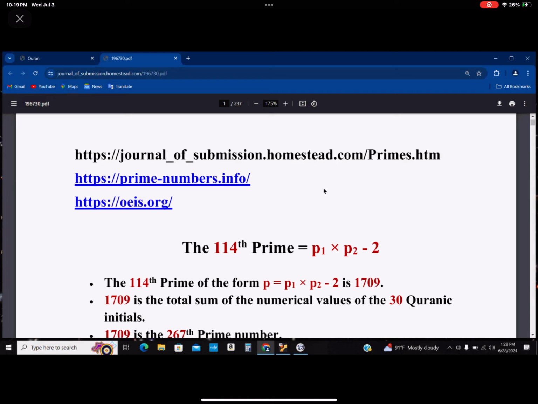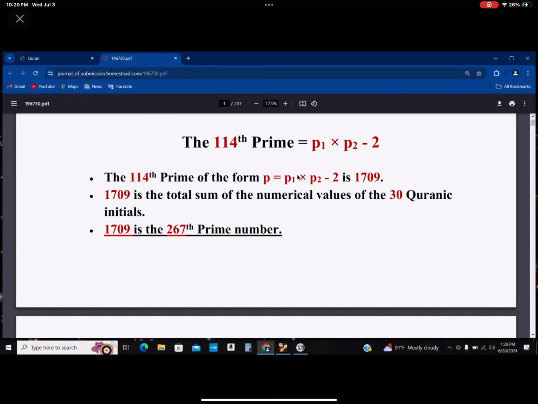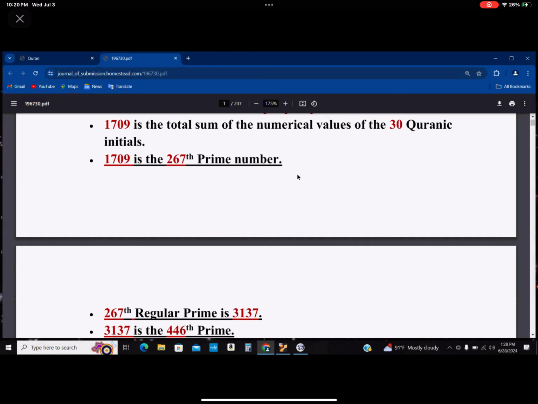1709 happens to be the total sum of the numerical values of the 30 Quranic initials. Again, I want to stress this. There are 29 initial surahs, but there are 30 individual sets of initials, because chapter 42 has 2 sets of initials. 1709 happens to be the 267th prime number. And so the 267th regular prime happens to be 3137, and 3137 happens to be the 446th prime.